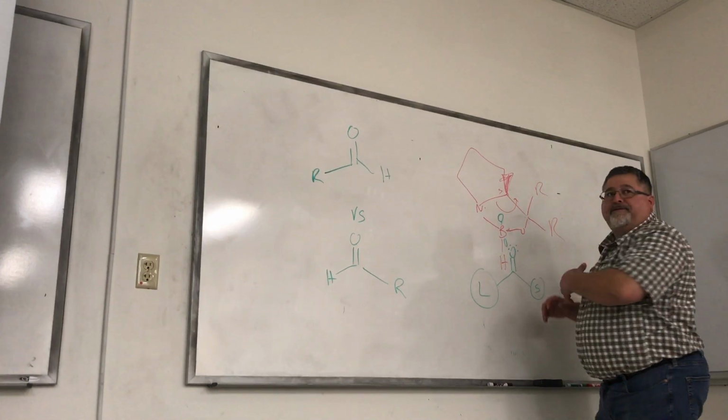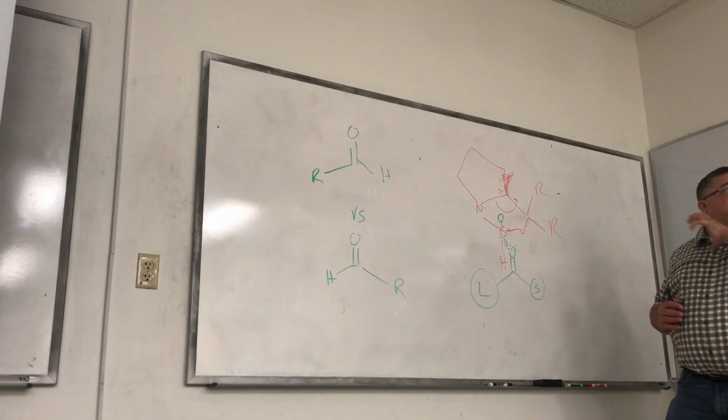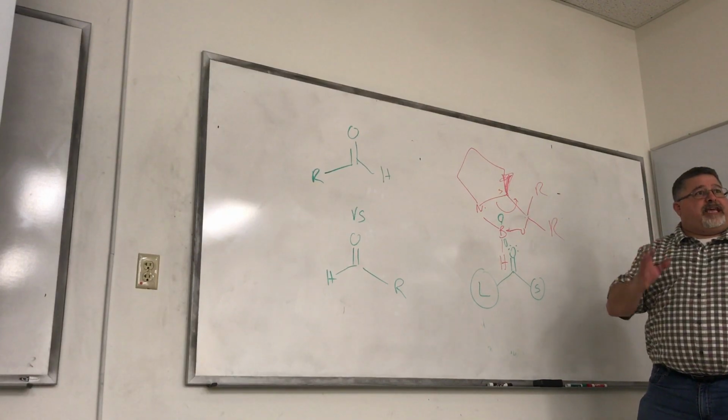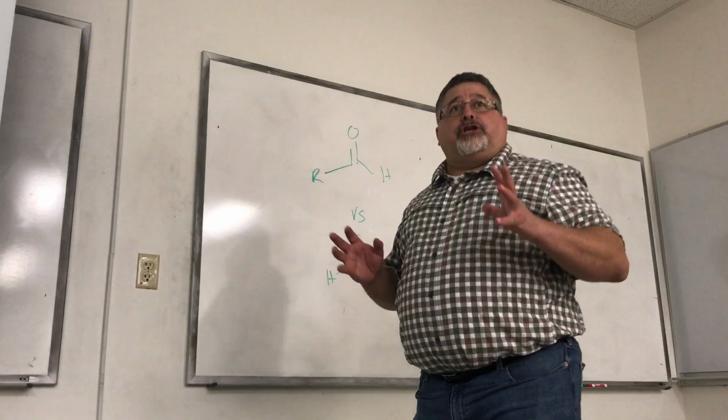If you flip it around, you don't get effective binding because the big substrate here clashes with these big side chain groups, right? So it binds very specifically. You get a chemoselective reduction, right? This is a huge deal.